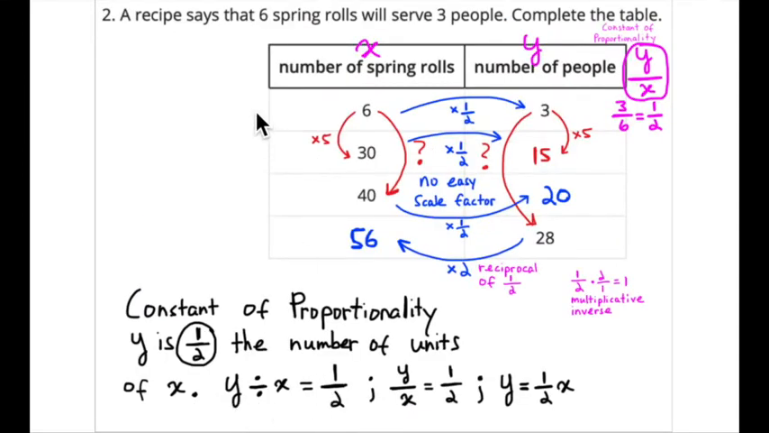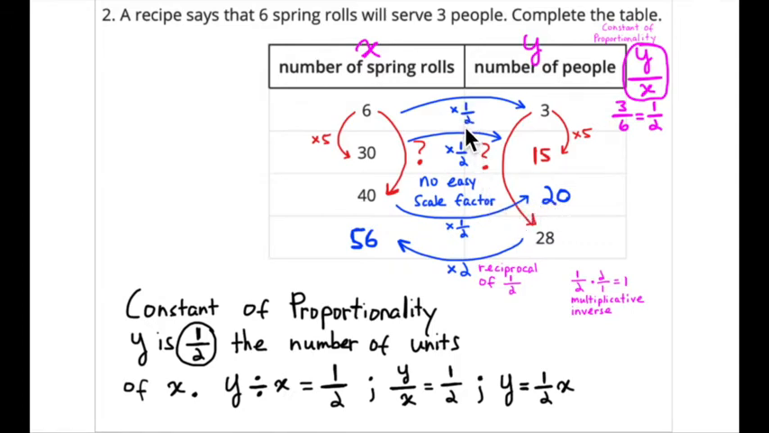Problem number 2, it's more interesting because now the scale factors really don't help at all in this problem. So the recipe says that 6 spring rolls will serve 3 people, complete the table. So if you have 6 spring rolls, you can serve 3 people. You have 30 spring rolls, you can serve half as many people as you have spring rolls, so you can serve 15 people. If you have 40 spring rolls, you can serve 20 people.